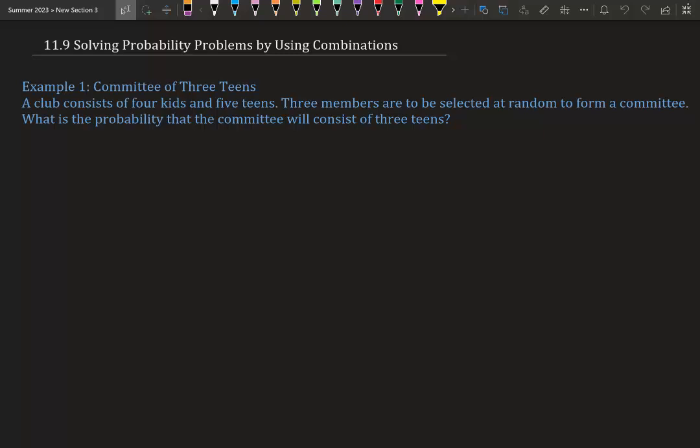Example 1. Committee of 3 teens. A club consists of 4 kids and 5 teens. 3 members are to be selected at random to form a committee. What is the probability that the committee will consist of 3 teens?